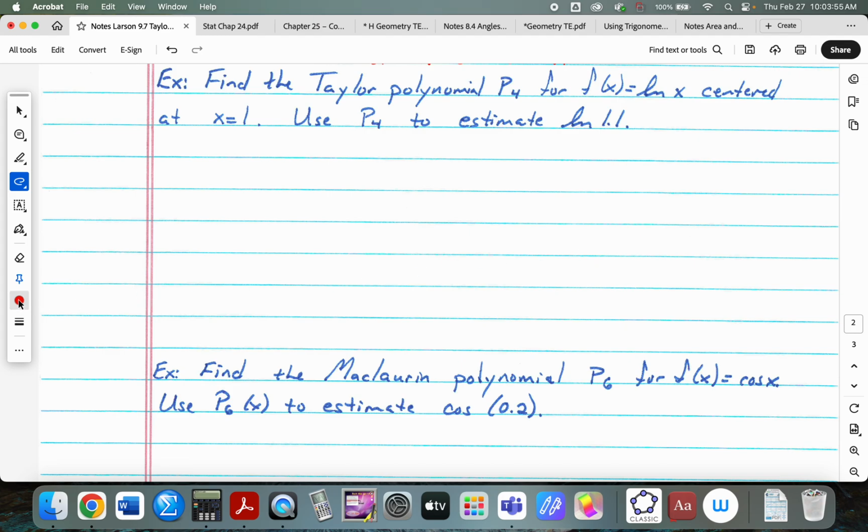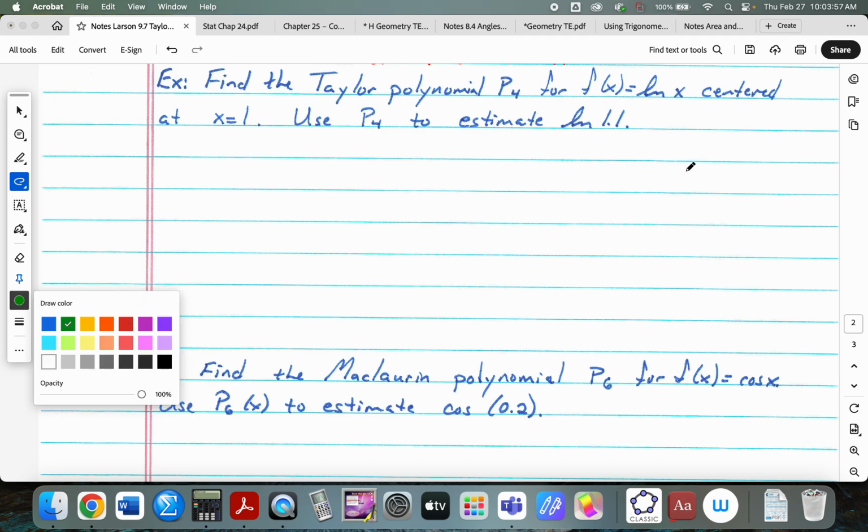So here, find the Taylor polynomial P sub 4 for f of x is natural log of x, centered at x is equal to 1, and then use P of 4 to estimate the natural log of 1.1. This is a lot like, remember when they would ask you to write the equation of a tangent line and then use it to approximate the function? It's the same thing, it's just we're using a polynomial instead. So the approximation is typically a lot better.